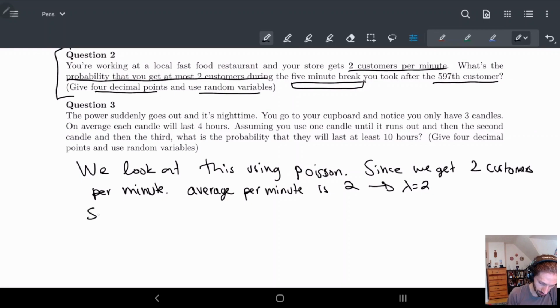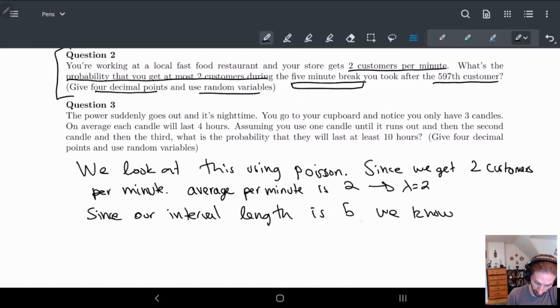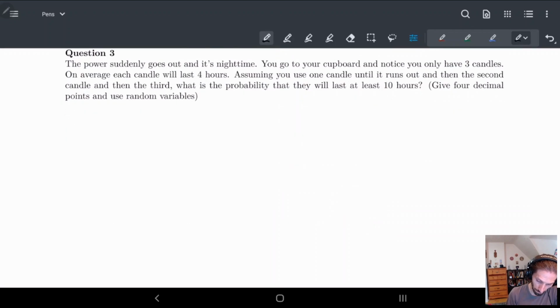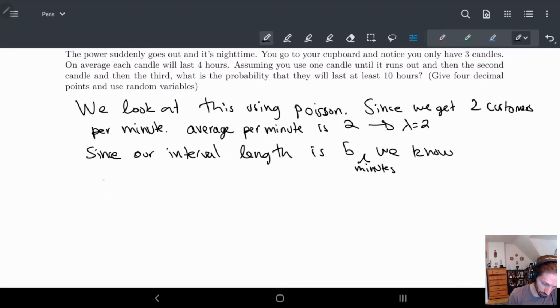Since our interval length is 5 minutes, and we have to state that everything is the same time frame, we know mu equals 2 times 5, which is equal to 10 for the Poisson distribution.